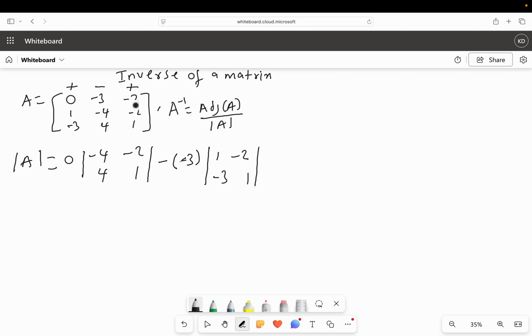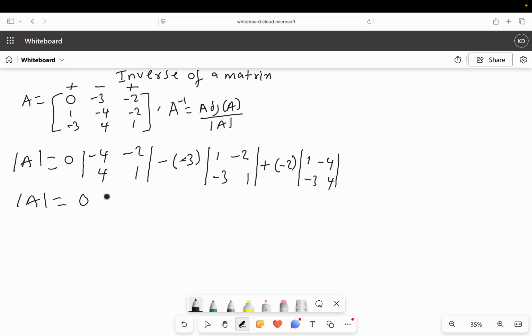So the final element in the row is -2, and the sign is positive. So I have plus, the element is -2. So I find the corresponding square matrix. So I do that by cancelling the corresponding column and row of -2. So I will be left with 1, -4, then -3, and then 4. So all I need is to simplify.